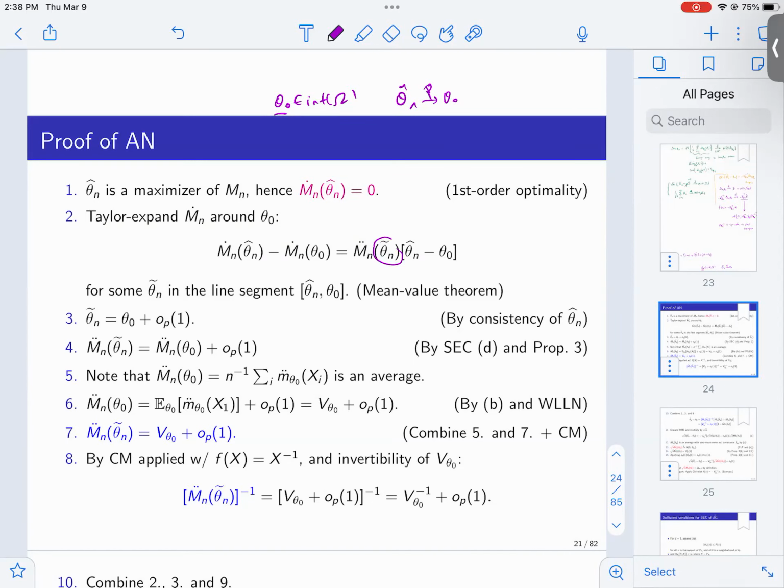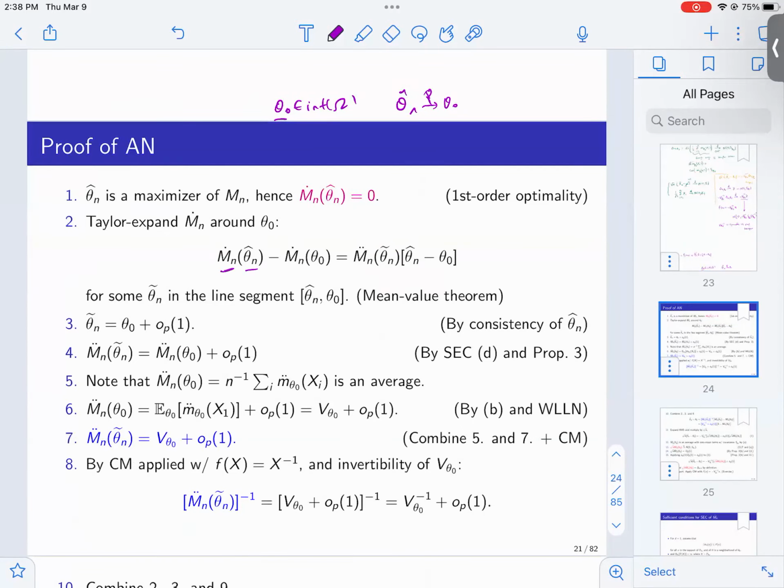So this is a random quantity because it depends on theta hat and m theta, and both of them are random. So this is a very random quantity, and by consistency, this is also going to converge to theta naught because it's in between theta hat and theta naught. It's not hard to justify that this is also consistent for theta naught, so you get theta n tilde is theta naught plus little OP of 1.